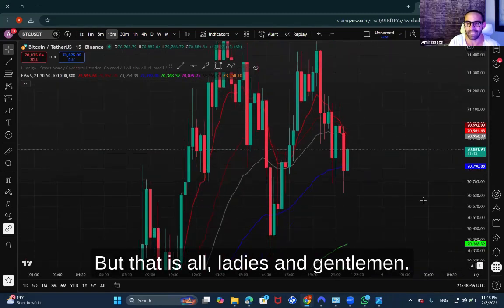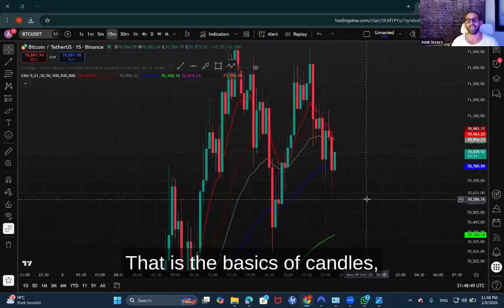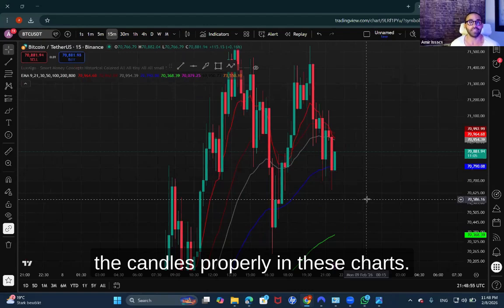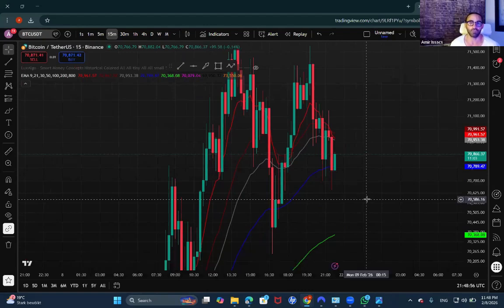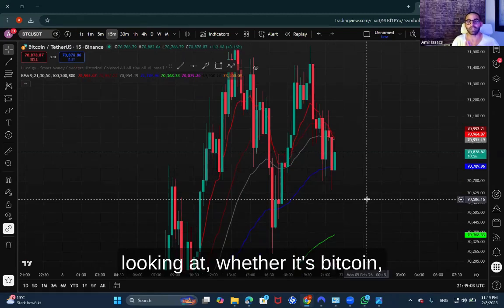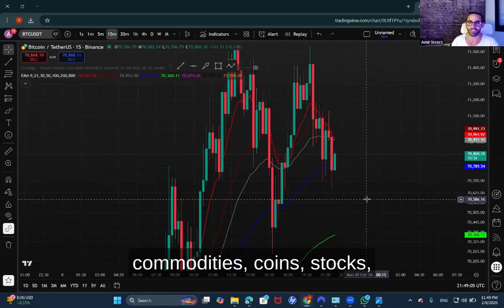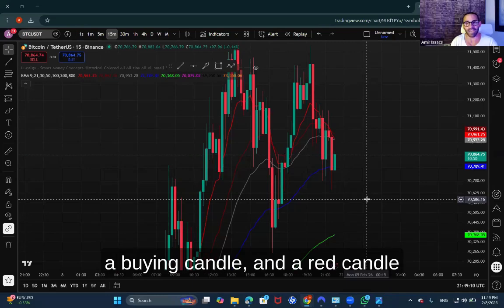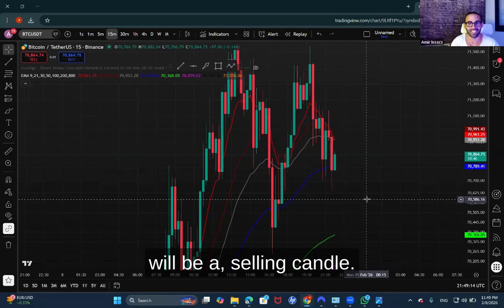But that is all, ladies and gentlemen. That is the basics of candles, how to understand and read the candles properly in these charts. No matter what asset you're looking at, whether it's Bitcoin, commodities, coins, or stocks, a green candle will be a buying candle and a red candle will be a selling candle.